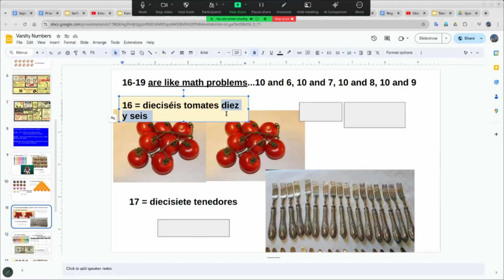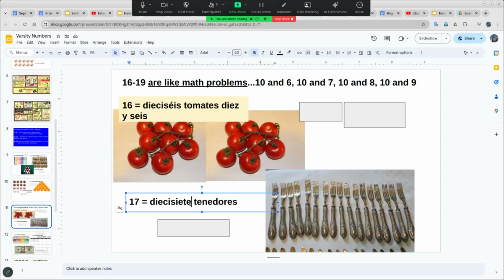Sometimes diez y seis is correct to use as three separate words, but most people say it fast, and this is also an acceptable spelling. Usually, this is the way you'll really hear it. 16. Bien. And here's our 17 word.